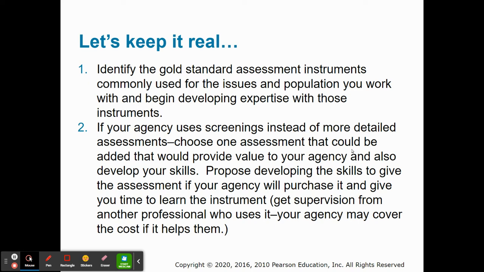Is there another population? Is there something else that we should be assessing for consistently? And then go find an instrument, or figure out what the gold standard is if you were going to assess depression, or an eating disorder, or whatever else it is that you see walking in the door on a regular basis. So that's one practical way to begin to develop your assessment skills, and hopefully not to have to purchase those instruments for yourself.